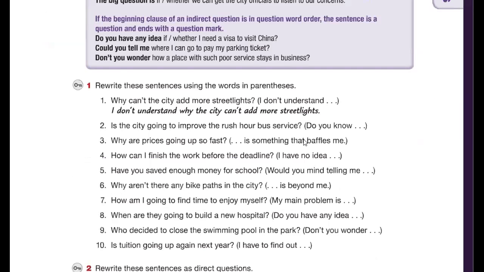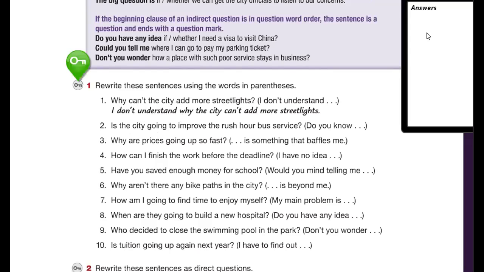So now we're going to convert the next statements into the direct question form. Here we have: rewrite the sentence using the words in parentheses. Now we're going to collocate the expression at the beginning, as we worked yesterday. Example: Why can the city add more street lights? I don't understand why the city can add more street lights.